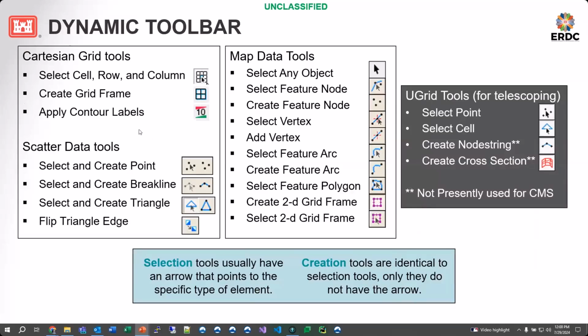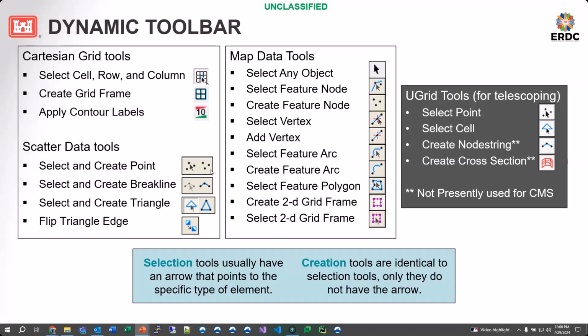And so with CMS, we use Cartesian grid tools, and there's also a newer U-grid type of tools, but pretty much they're the same thing. CMS is all based on squares and rectangles, and so we're selecting cells. We are creating a grid frame. We can look at different contour labels. Some of the other things that we might decide to work with is some scatter data, and I'll be showing that later today. And so you bring that data in, you can select or create a point.